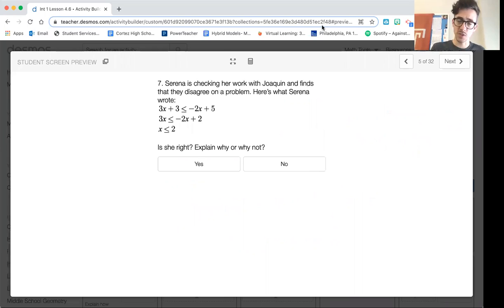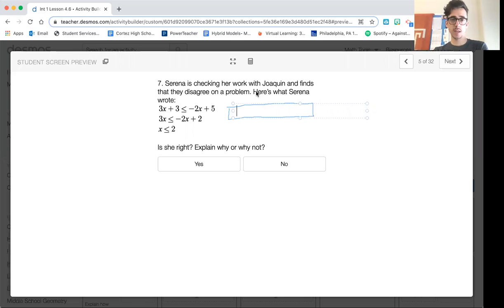Take a moment, pause, read this. Serena's checking her work with Joaquin, finds that they disagree on a problem. Here's what Serena wrote: 3x plus 3 is less than or equal to negative 2x plus 5. What step do you think went on right here? What step? If you had to put this into words, we've practiced this before. What's happening right here? What do you think happened?